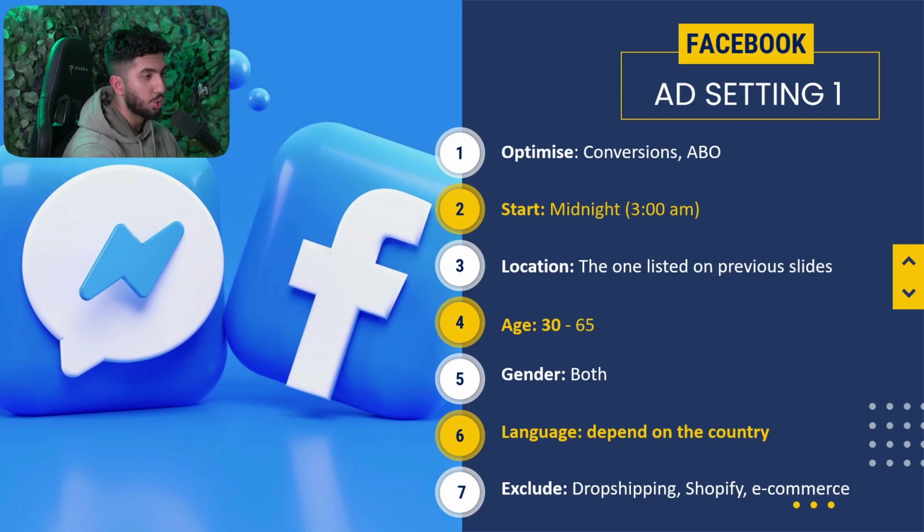So location should be the one that I listed in the previous slide, that you will choose the country and should be only one, and the age range is between 30 to 65. Gender can be both, and the language also depends on that country, because if you are in a European country, your language should be that country's language as well.